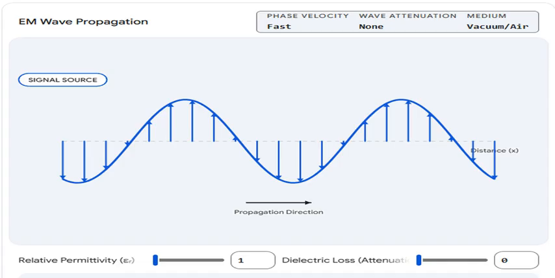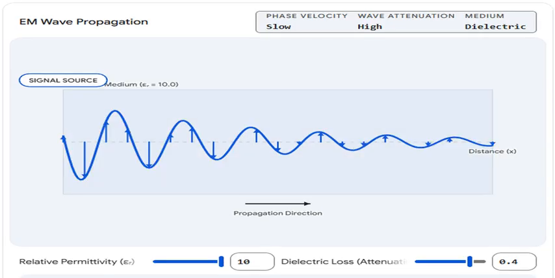When the relative permittivity is 1, like in vacuum, the wavelength is long. When the relative permittivity is 10 times the relative permittivity in vacuum, the wavelength is much shorter. When the dielectric material is lossy, some of the electromagnetic energy turns into heat and is lost permanently.